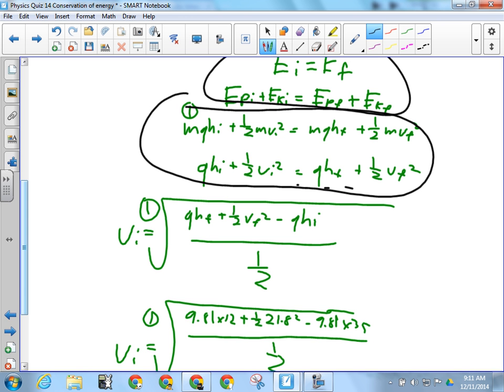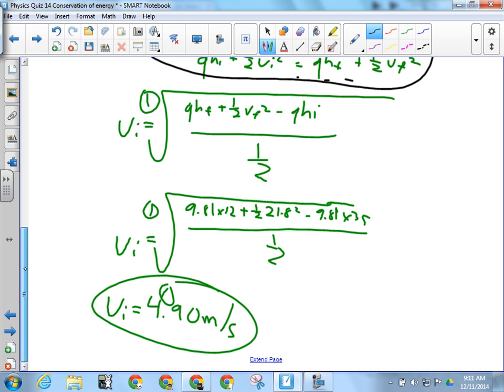Give them a mark if they got to this manipulation: ghf plus 1/2 vf squared minus ghi, over 1/2. They're going to have another mark for plugging the numbers in the right places. 9.81 times 12 plus 1/2 of 21.8 squared minus 9.81 times 35, over 1/2, should give us 4.9 meters per second.